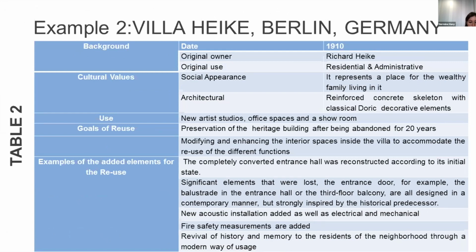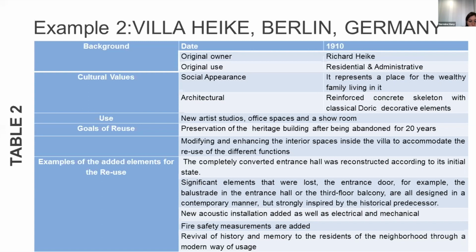The post-war additions were removed, and lost elements were carefully added. As a witness to history, Villa Heike is meant not to hide its scars. Intentionally, traces of all periods are kept visible. Contemporary additions and reconstructed elements are carried out in a good manner. Table 2 summarizes the analysis for this example.